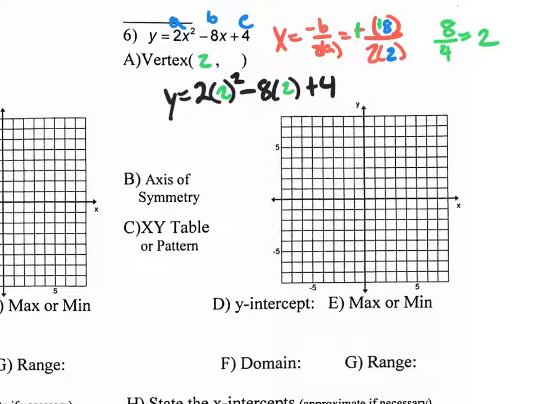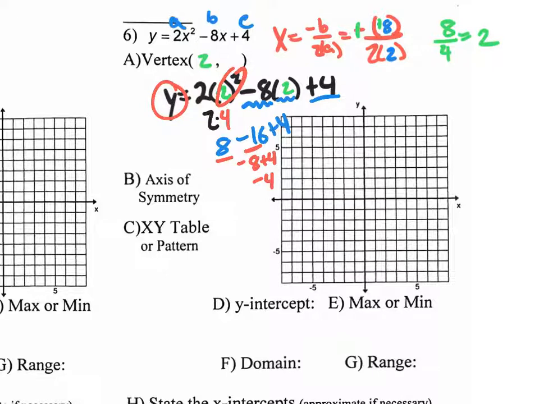Let's do the math. You could do this on the calculator. I recommend doing it by hand. Exponents first. You're going to end up with a 4. You still have times 2 right in front. 4 times 2 is 8. Might as well do this. -8 times 2, that's -16. Bring down the plus 4. So you really have 8 minus 16, that's -8, plus 4, that is -4. So we just found the y value of our vertex. So you really have (2, -4).